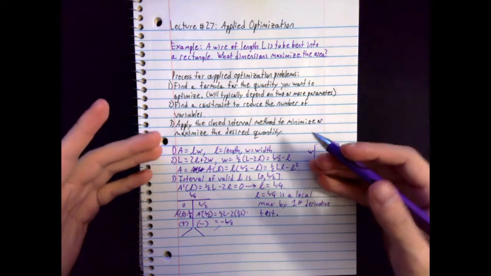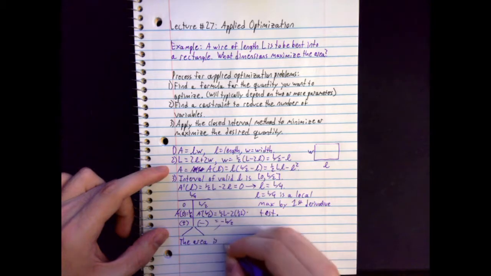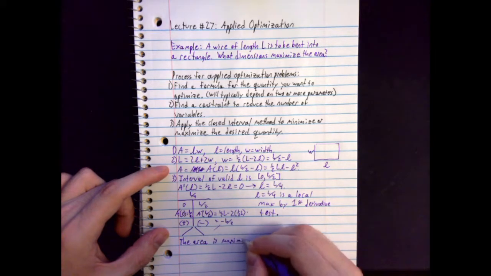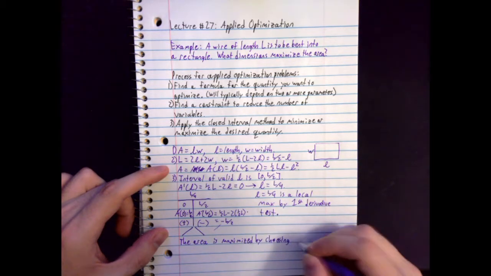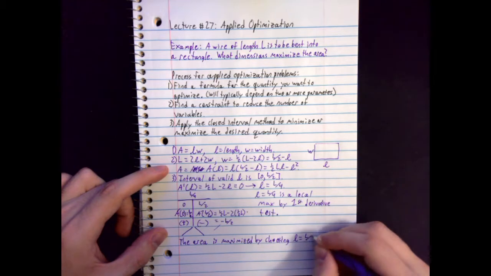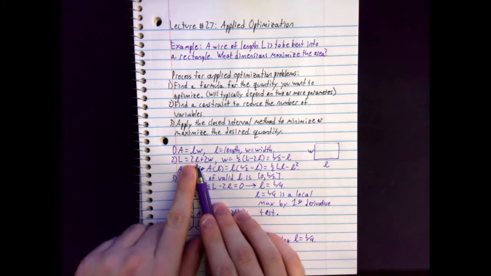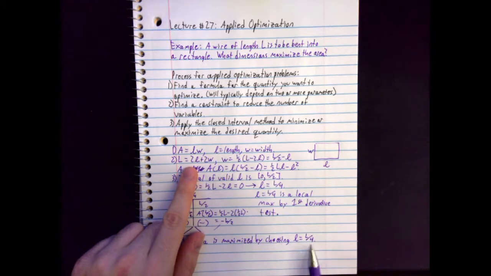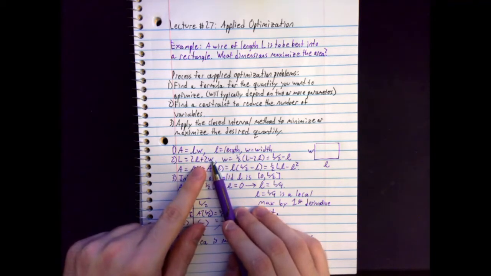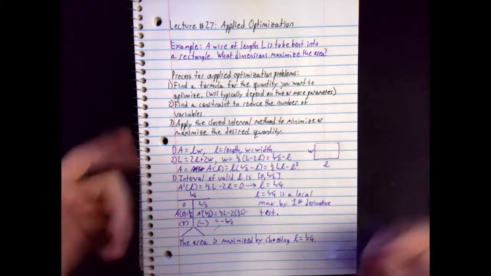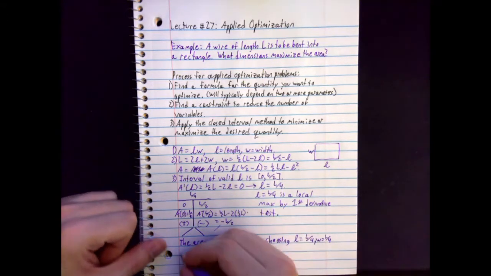So what should we say? The area is maximized by choosing L equals capital L over 4. And if I think about what W must be, if I plug in L equals capital L over 4 right here and then solve for W, I get that W is also L over 4. That is, I maximize the area by making the rectangle a square.